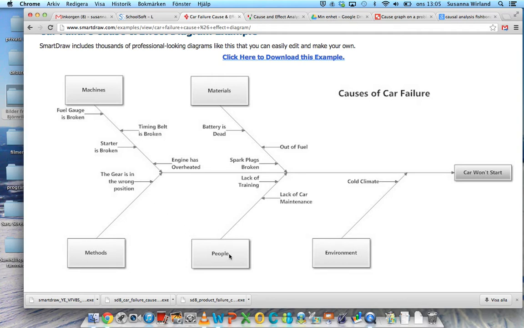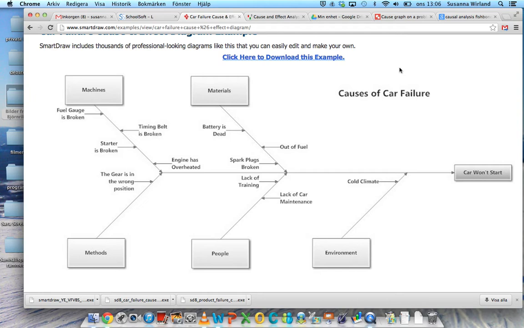People always, of course, are sources or possible causes to a problem, and it could be lack of training or lack of car maintenance, or it could have to do with the environment. It could be a cold climate. This, I think, is pretty straightforward, and you hopefully can understand how you can see that there are many possible causes to a problem and not just one.